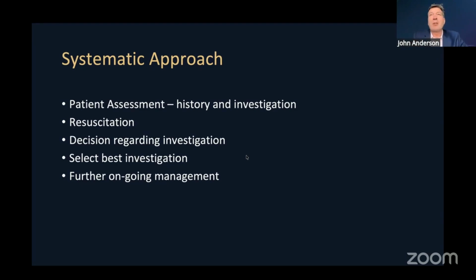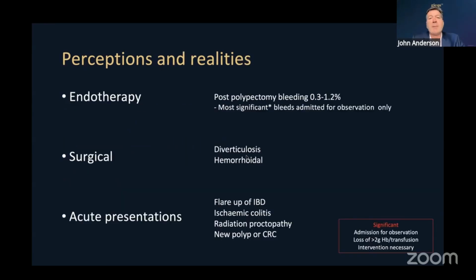algorithm, really. You need to assess your patients properly. This goes without saying. That's a history and investigation. You'll need to resuscitate the ones that need resuscitating. You're going to find out that's not very many. And then you've got to make a decision on what investigation you need to do. You select the best investigation. And for some patients, they will need ongoing management. It seems fairly simple, and I'm going to try to give you the evidence supporting this.